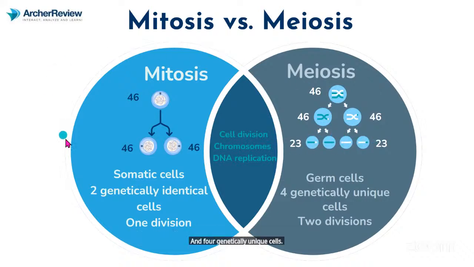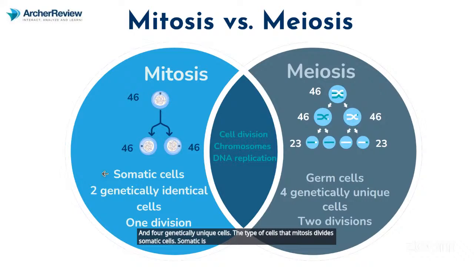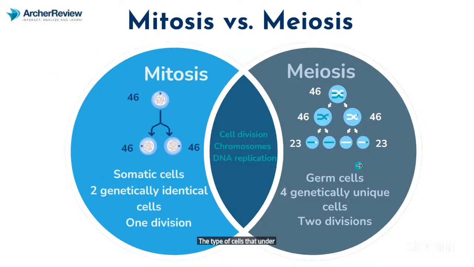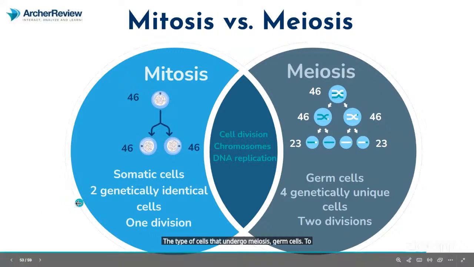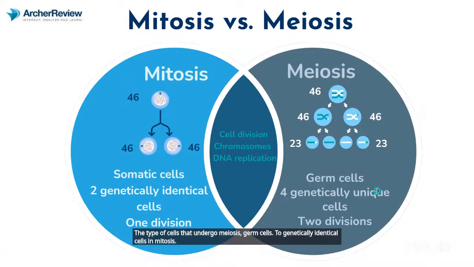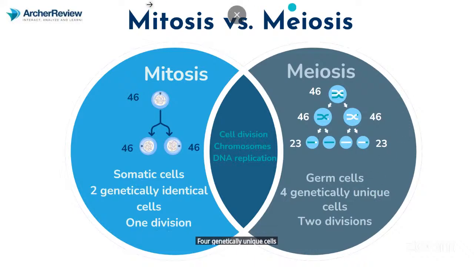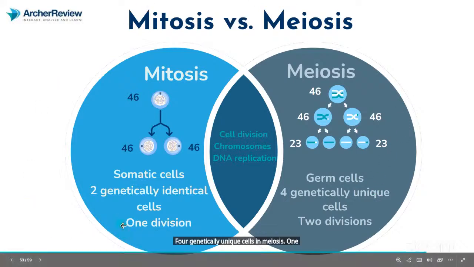The type of cells that mitosis divides is somatic cells. Somatic is a broad term for every single body cell except for sex cells. The type of cells that undergo meiosis, germ cells. 2 genetically identical cells in mitosis, 4 genetically unique cells in meiosis, 1 division in mitosis, 2 divisions in meiosis. Okay.